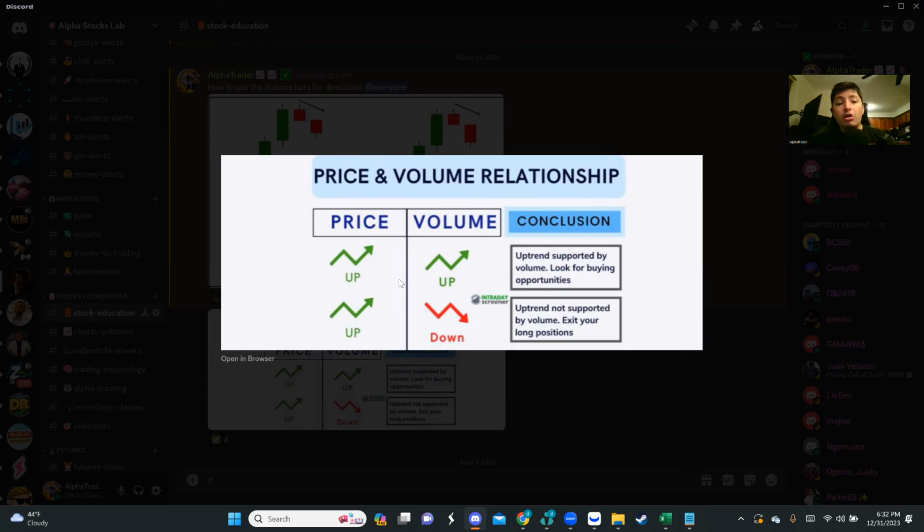Now, what happens when you see the stock going up and you see the volume going down? That tells you that people are selling, people are taking profits, and of course that is not good for the stock price, because at some point that stock is going to knife down. There's always going to be a bigger whale there that's going to sell his entire position, and the stock is going to dump. If you don't sell before him, you're going to get caught by holding. So this is an uptrend that is not supported by the volume. That's what we call not sustainable, and that's when you want to exit your long positions, because you're going to get caught on that drop.